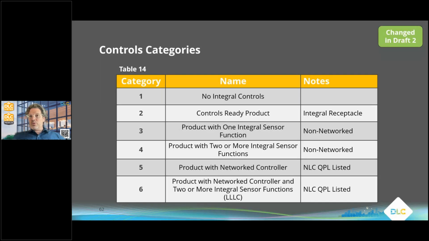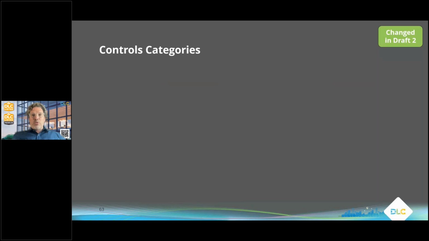To review, the controls categories are 6 categories for all products. In Draft 1, we had 2 separate tables for indoor and outdoor luminaires. In Draft 2, we've simplified that to 1 table for all products. The controls categories, I'll go through the next ones. Next, please. Category 1 is a product with no integral controls.